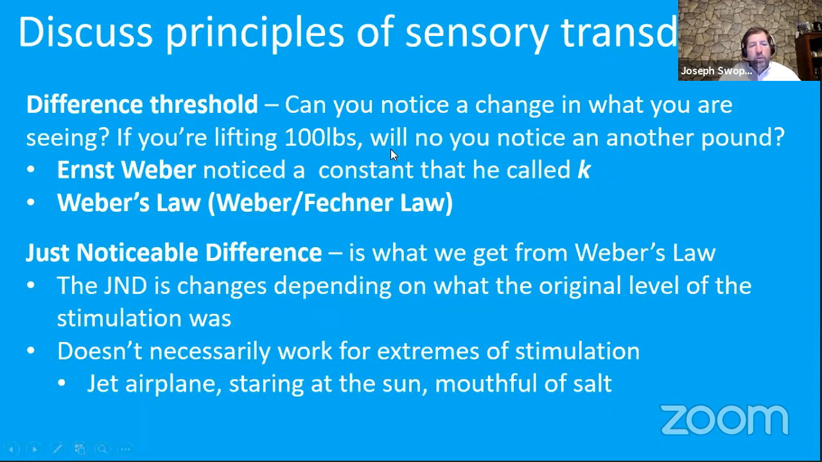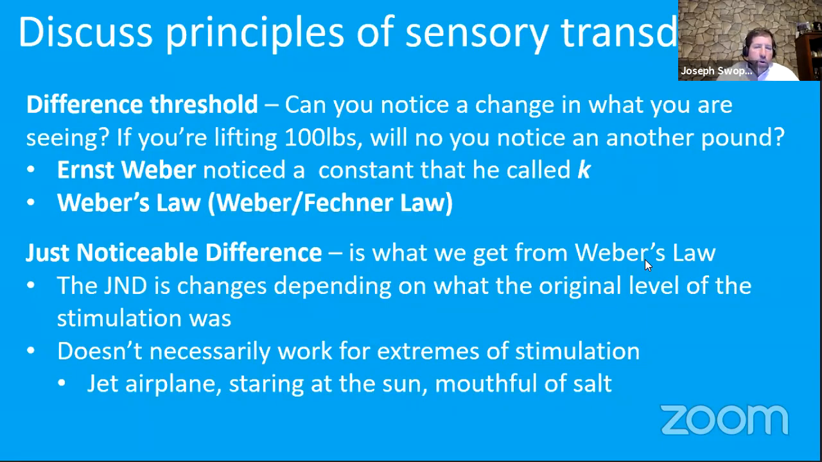So how is it related? I like to say the JND, or just noticeable difference, is what we get from Weber's law. It's kind of the product. So if you were to ask me, what is the just noticeable difference? I would say, well, it depends on how much you're lifting. If you're lifting 50 pounds, 2% of 50 pounds is going to be 1 pound. So the just noticeable difference for 50 pounds is going to be 1 pound. It really depends on what the original stimulus is.